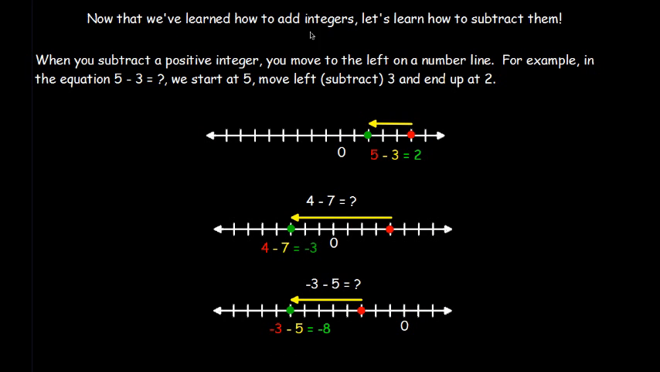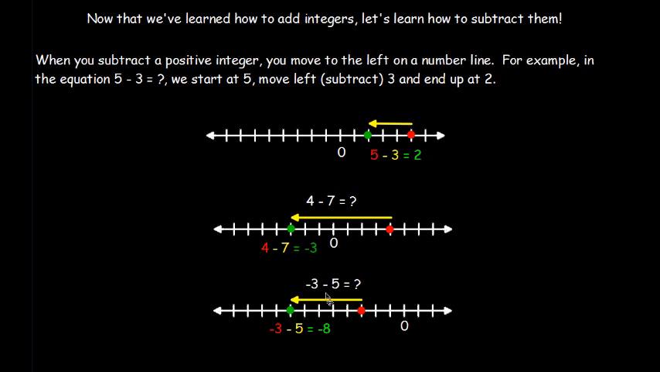So now that we've learned how to add integers, let's learn how to subtract them. So it says when you subtract a positive integer, you must move left on a number line. For example, the equation 5 minus 3. We start at 5, move left, which is subtract 3, and end up at 2. So that's what all these say. Start at 5, you're moving left because you're going minus, and you ended up at 2.